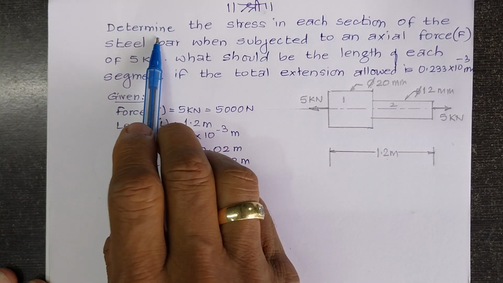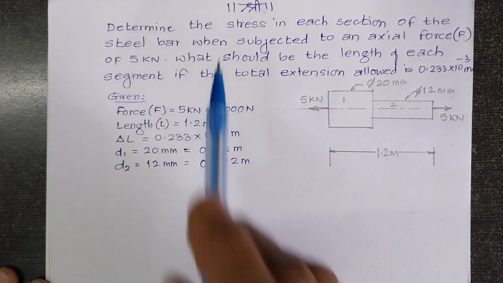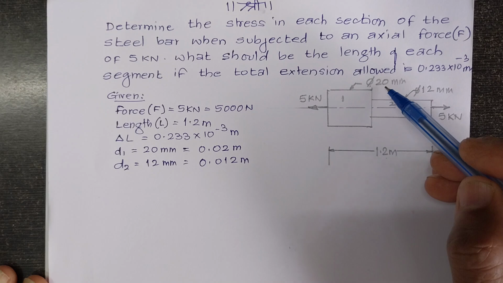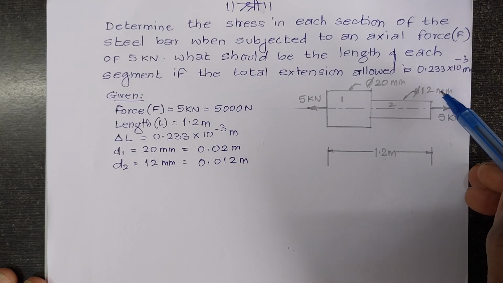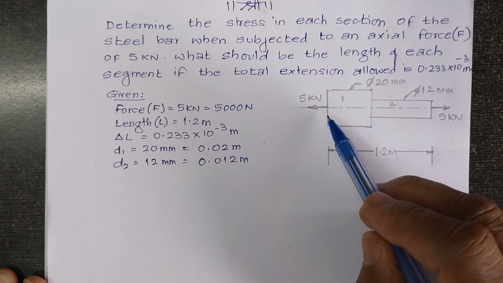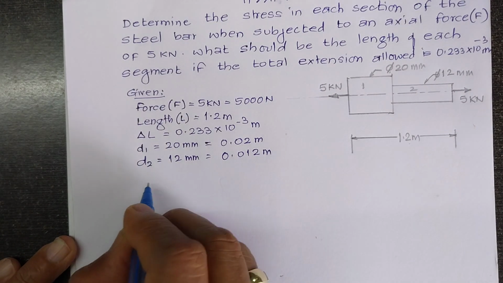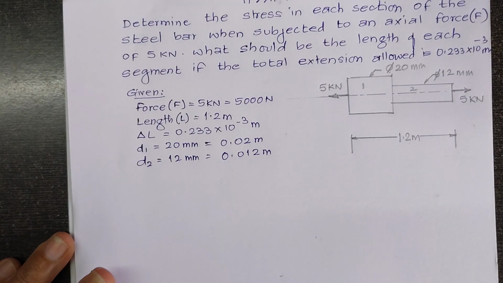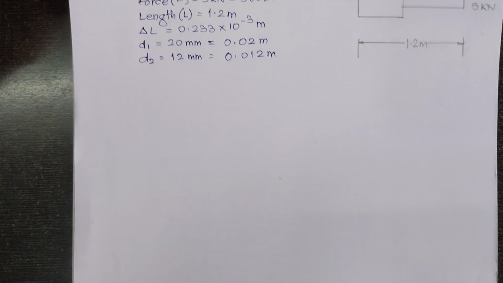Now they are asking for the stress in each section of the steel bar. We note that the diameter here is 20 mm and the diameter here is 12 mm. Unequal diameters with the same force acting on it will result in different stresses. So we try to calculate the values of the stresses. First, let's begin with the area. Since stress is equal to force upon area, we'll require the information on area.